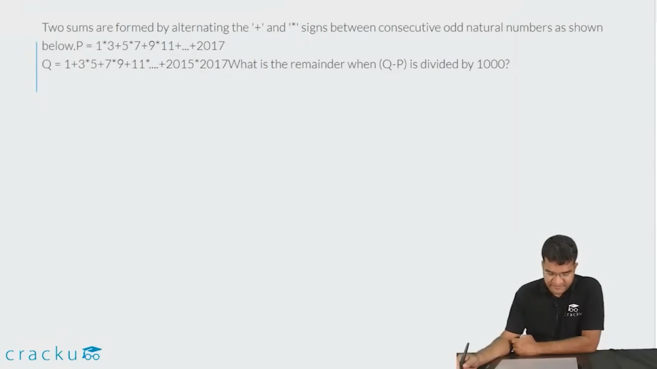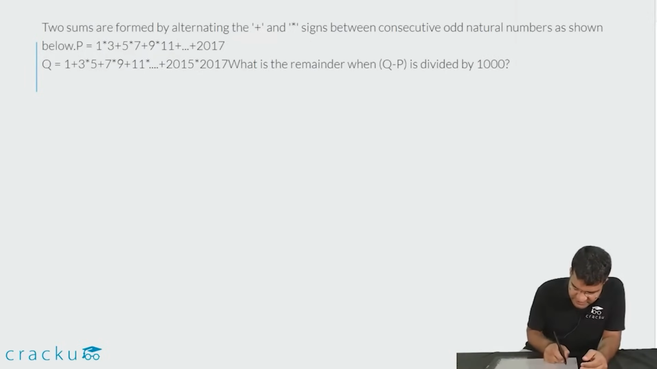In this question we are given 2 sums, P and Q. They look similar but they are slightly different. We are asked to find the difference Q minus P, when P is subtracted from Q, and we have to find the remainder when this difference is divided by 1000. So let us first write down both the sums.